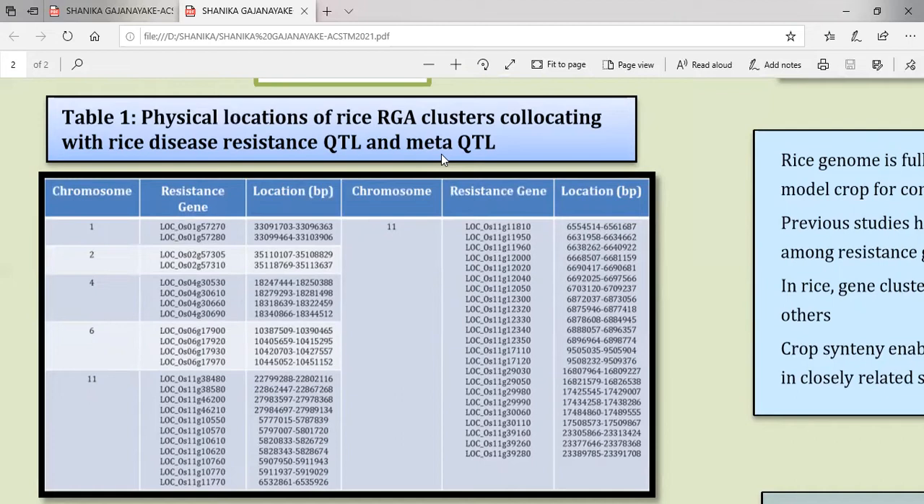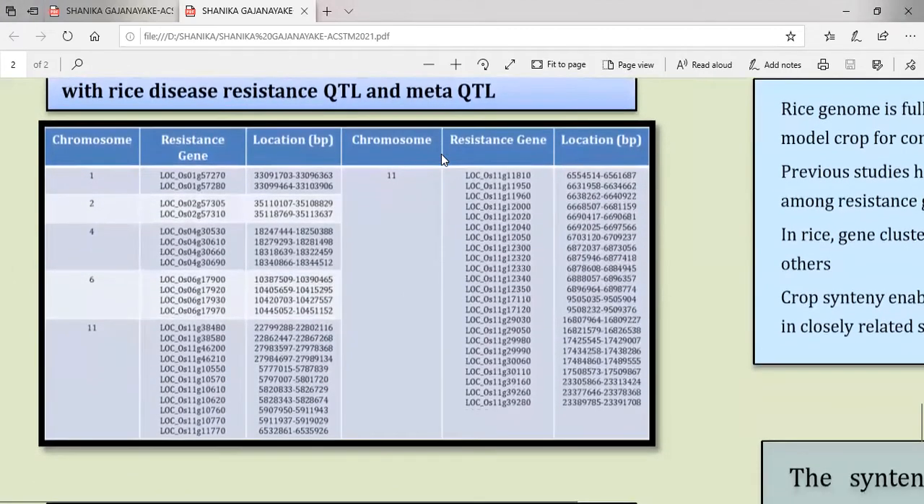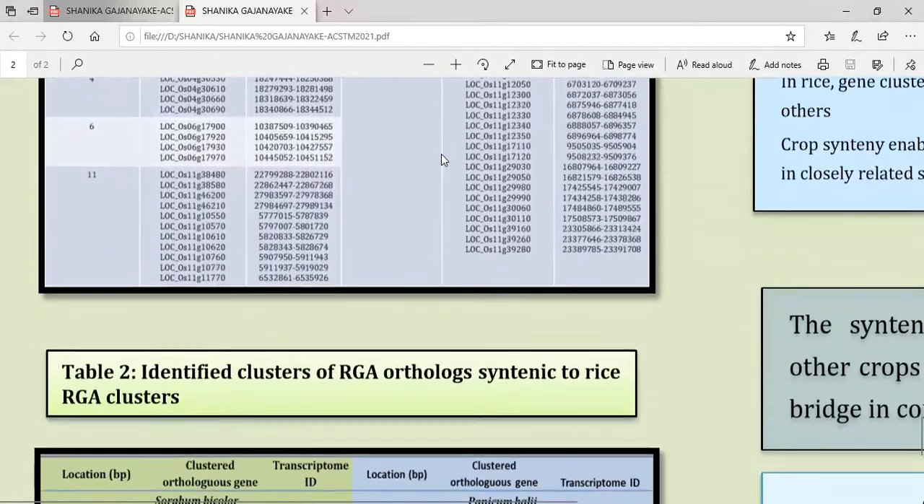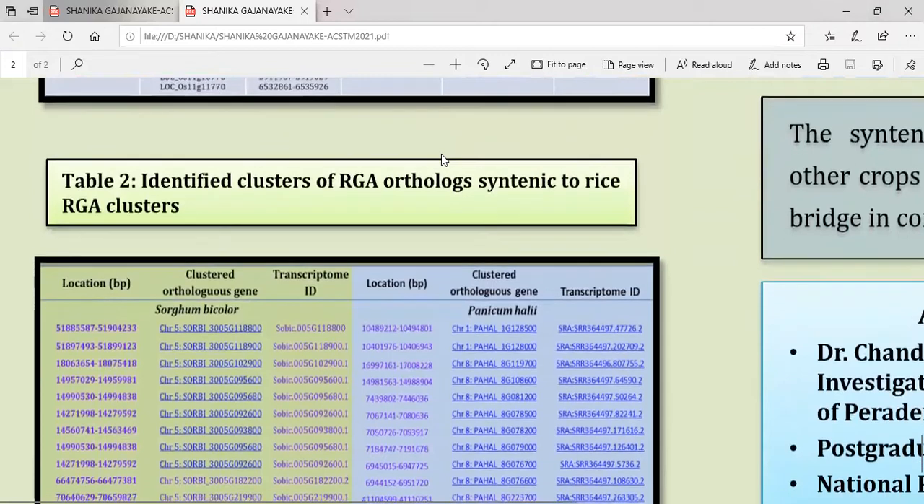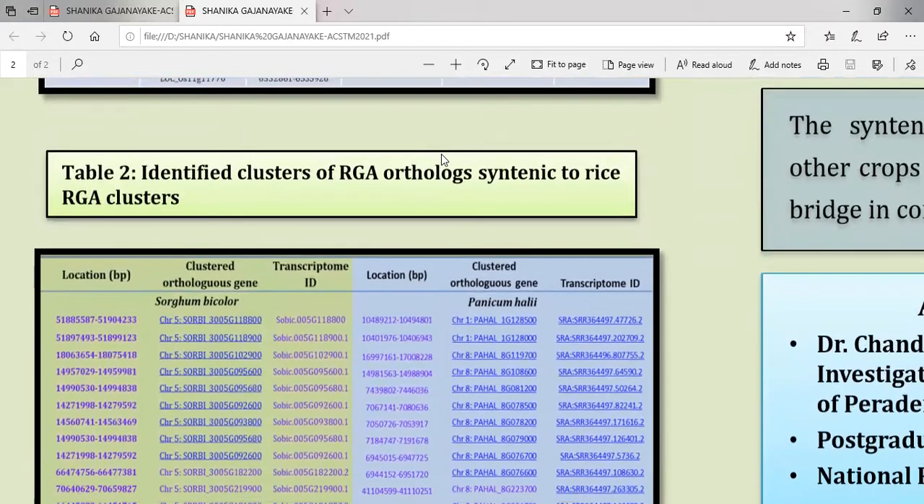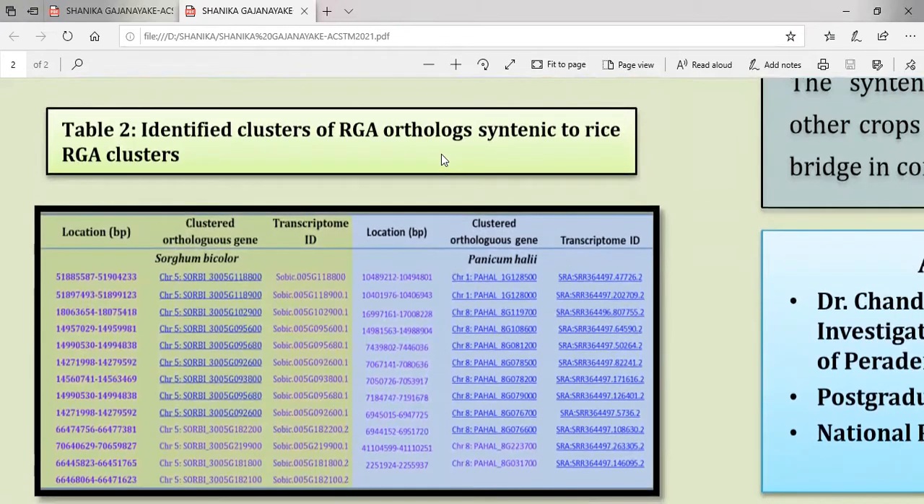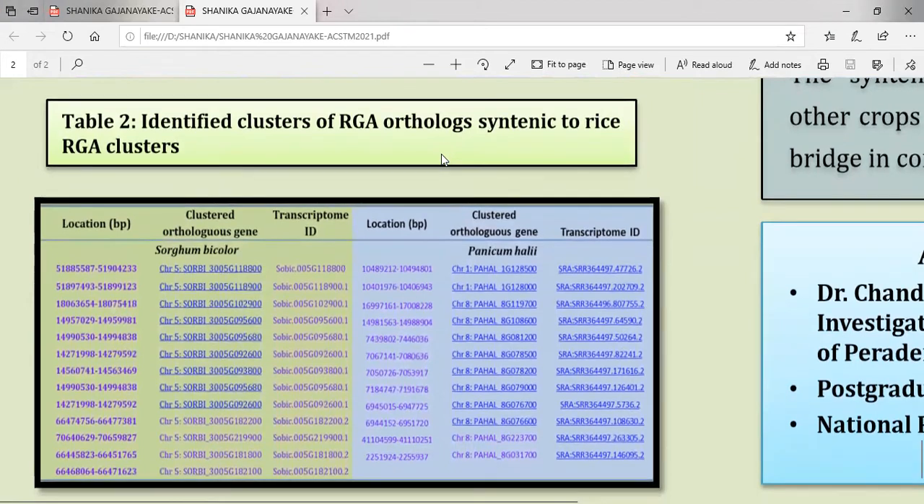The clustered rice RGA sequences were used to query Gramene and CoGe databases. Rice RGA clusters in chromosome 11 identified syntenic orthologous clusters in sorghum chromosome 5, panic grass chromosome 8, chromosome 8 of foxtail millet, chromosome 4 of maize, and scaffold 223 of finger millet. Table 2 contains the retrieved orthologous resistance gene clusters of the closely related crop species.